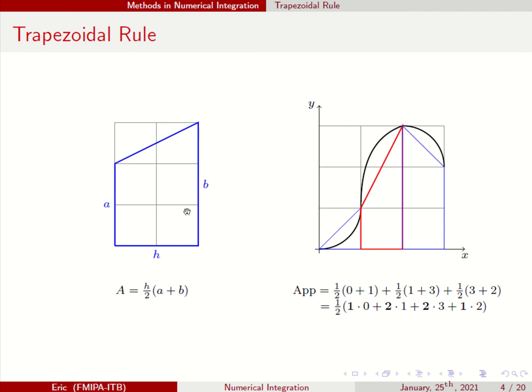So this is the trapezoid, and the length of the parallel sides is A and B, and the width is the height, h. So what is the area? The area is given by a half times the height, times the summation of the length of the parallel sides, that is A plus B.